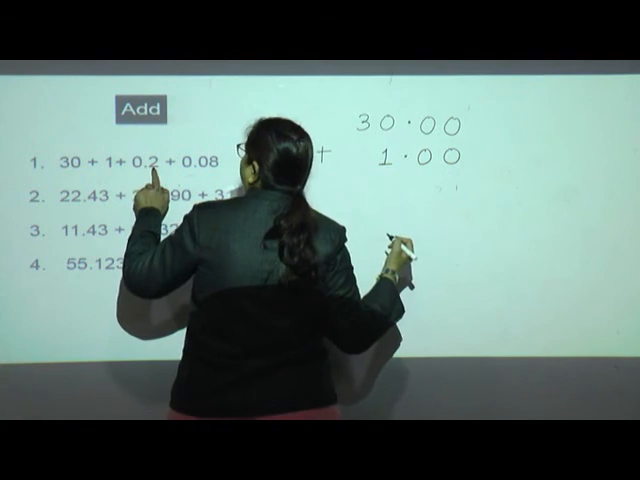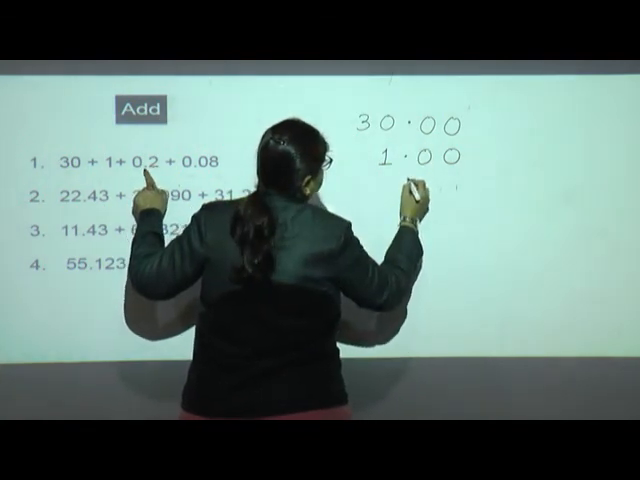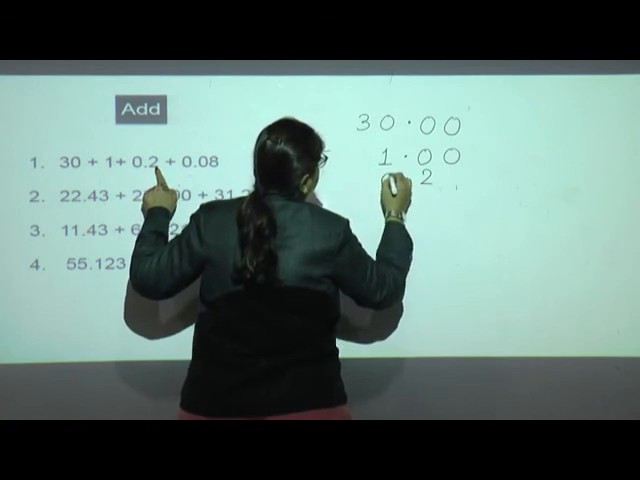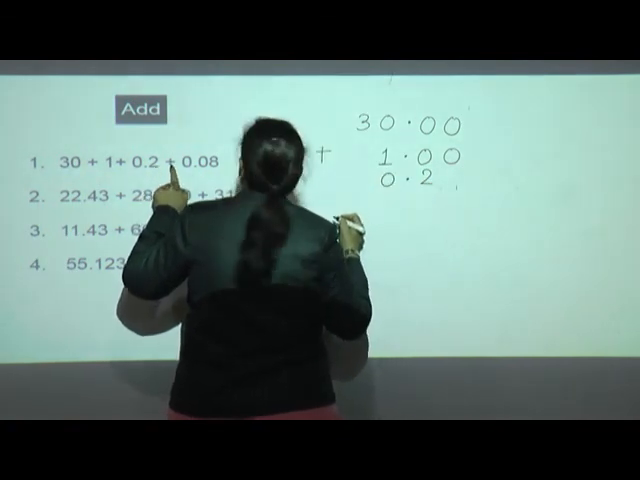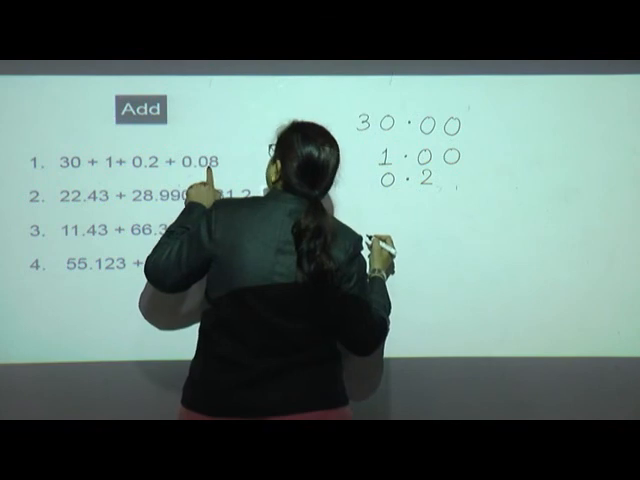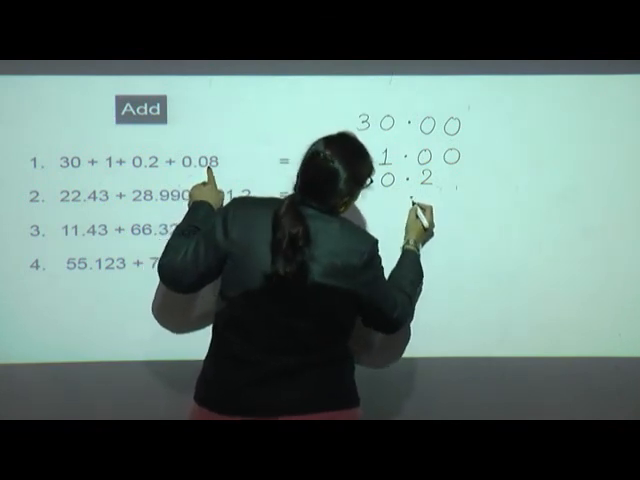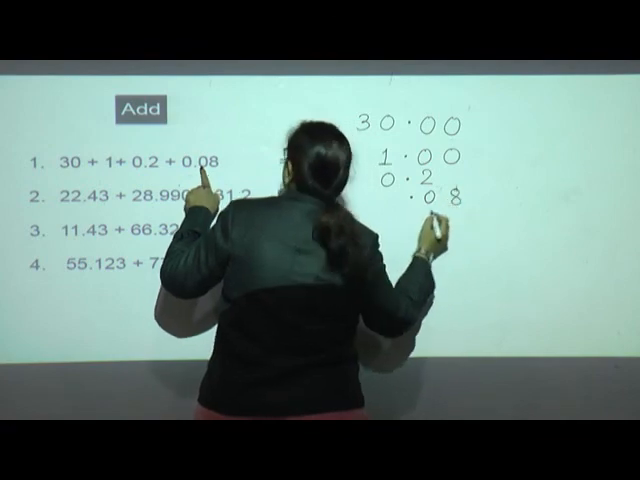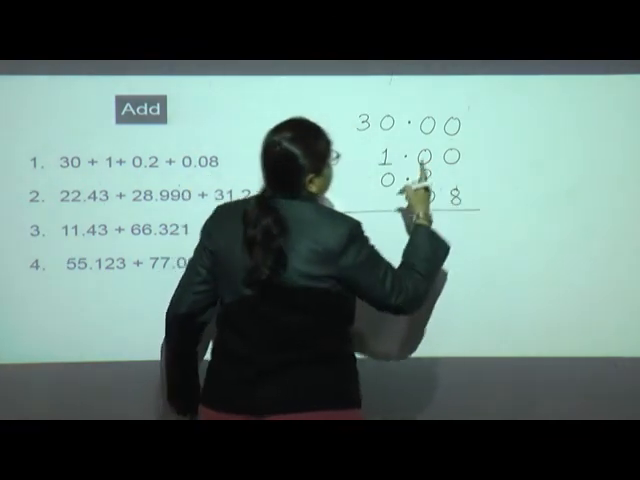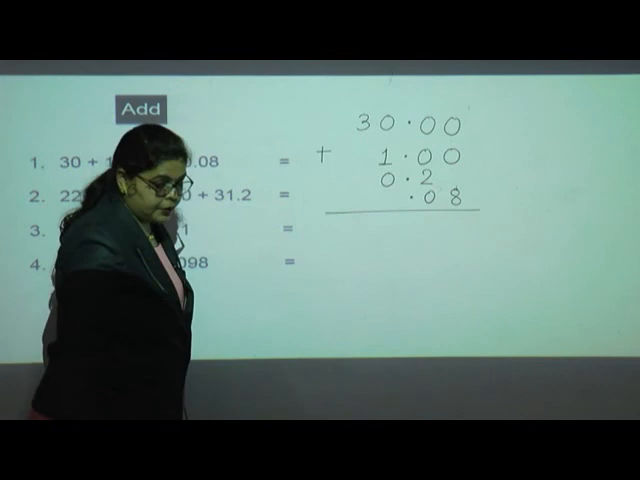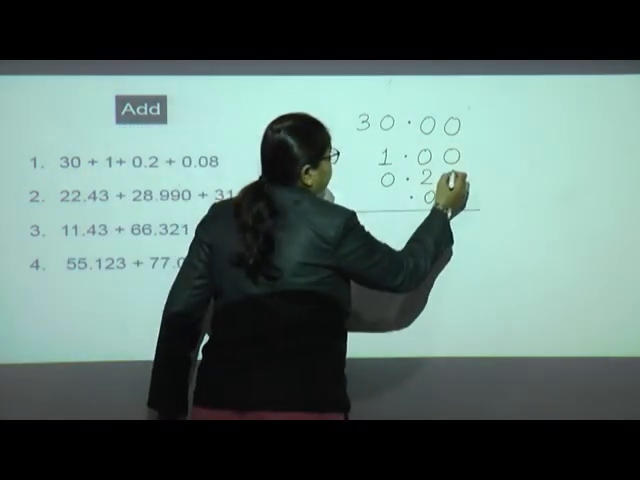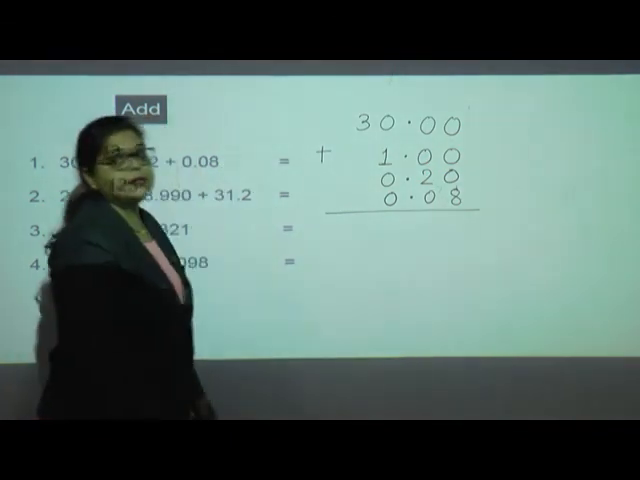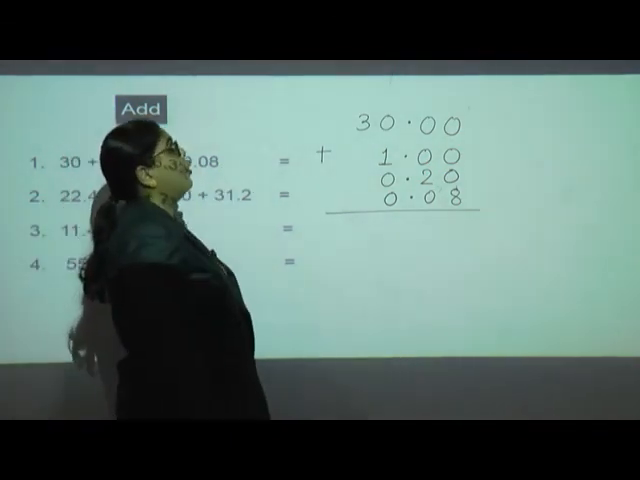Then 0.2, under the decimal I have to put the decimal. After the decimal, that is 2, I will write here 2. I can put 0 here. Plus here 0.08, under the decimal it should be the decimal. Here is 0 and here it is 8. I'll put a line if I don't find any number. Already we had learned in the rules it should be written as 0. So it will be easier for addition.